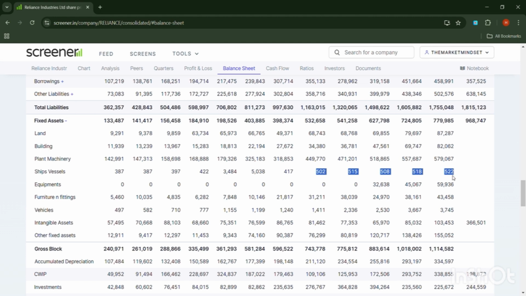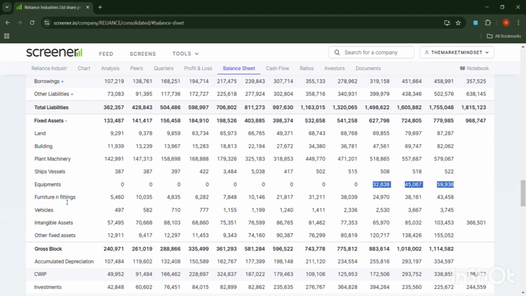So, equipments basically show the investment in tools and machineries. It should increase alongside business expansion. As you can see, from March 2022, the equipment for Reliance Industries has started to grow from 32,000 crore rupees to 59,000 crore rupees in March 2024.